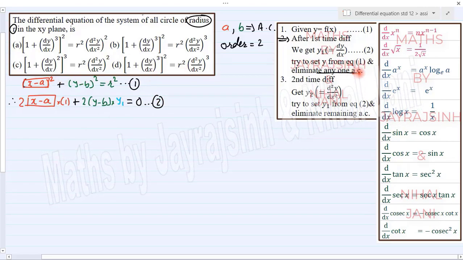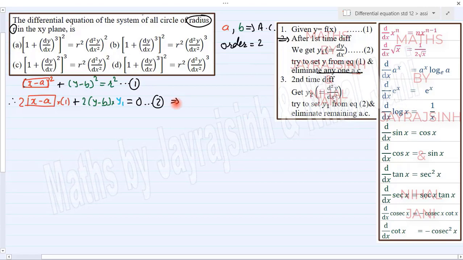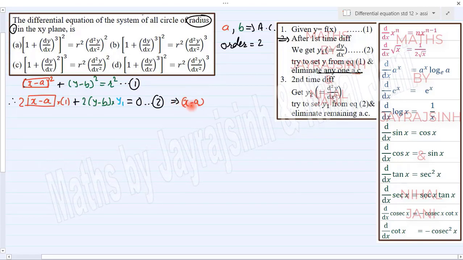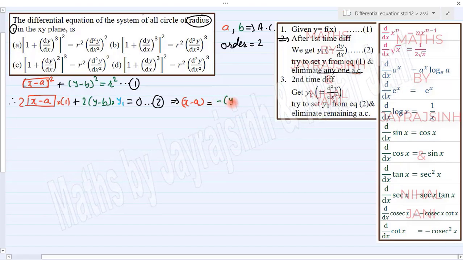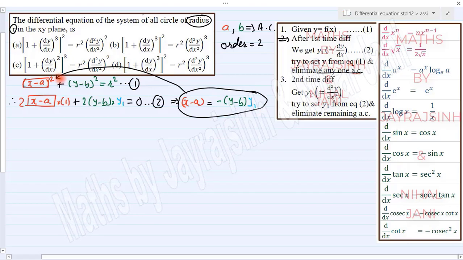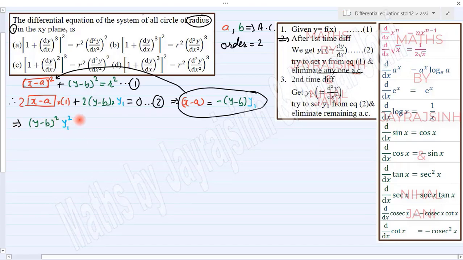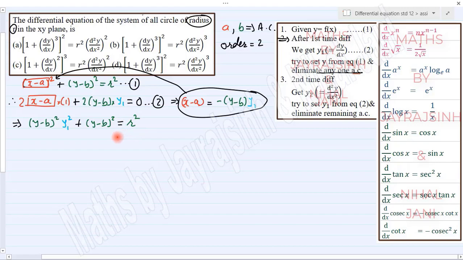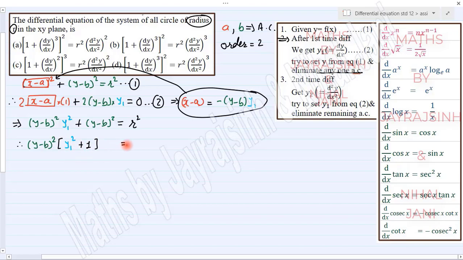Now we have to eliminate any one arbitrary constant. Let's get the value of x minus a from equation 2, which will be minus (y minus b) into y1, and substitute this value in the first term of equation number 1. So here we'll get (y minus b) the whole square into y1 square plus (y minus b) the whole square, and r square will be as it is. In further simplification, we can take (y minus b) the whole square common. So we will get (y1 square plus 1) is equal to r square. Let's say this is your third equation and the simplest form of equation in y1.